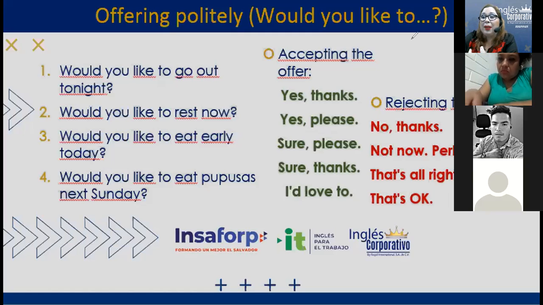Normalmente lo haríamos con el presente, ¿se recuerdan? No, I don't, o no, I am not. Aquí no podemos usar no, I wouldn't. No tiene el mismo significado. Entonces, aquí simplemente damos la razón por la que no vamos a aceptar la oferta. Puede ser una excusa, puede ser la verdadera razón. Puede ser solamente agradecer y decir no gracias sin explicar más.